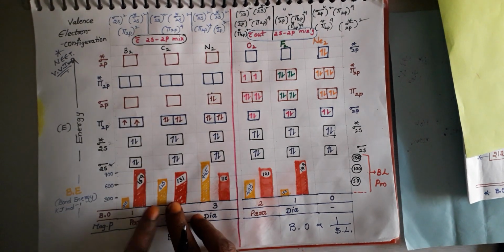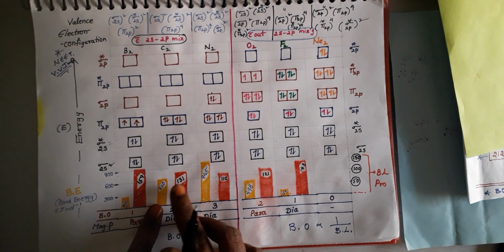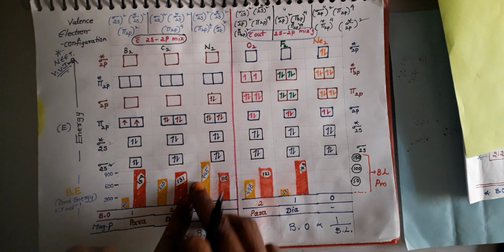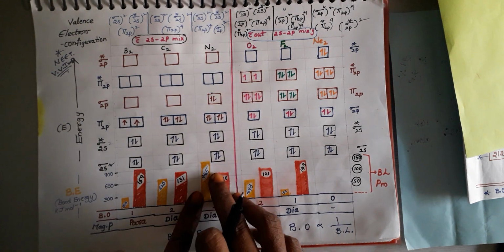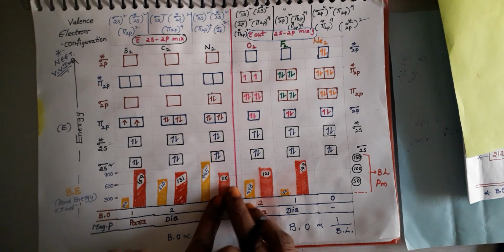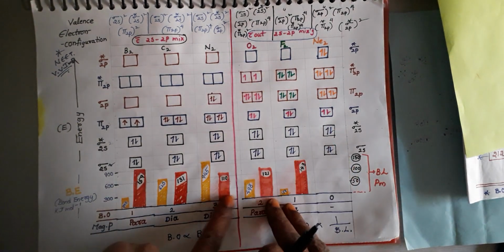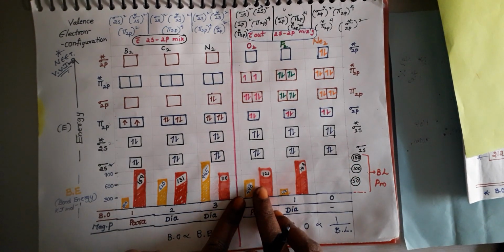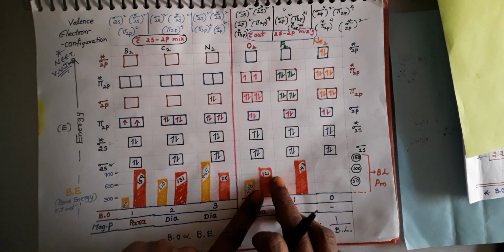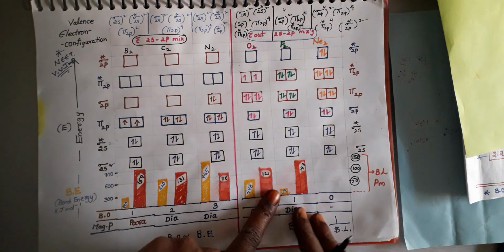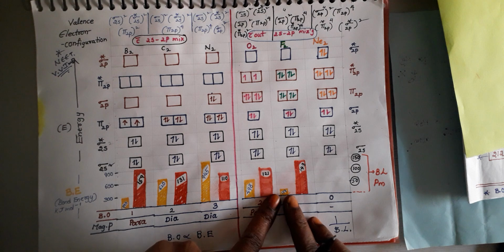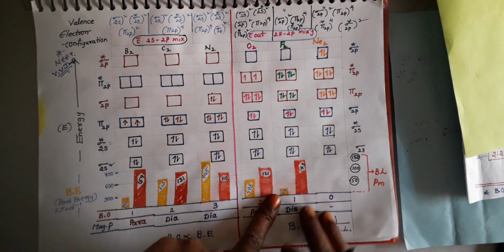Here, for carbon, bond energy 620, bond length 131. Nitrogen, bond energy 945, bond length 110. Oxygen, bond energy 498, bond length 121 picometers. Fluorine, bond energy 159, bond length 143.